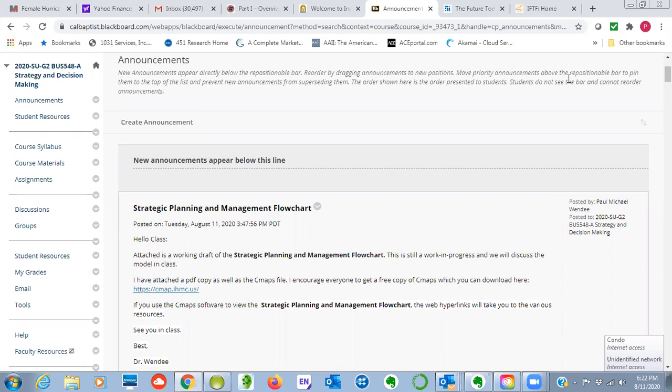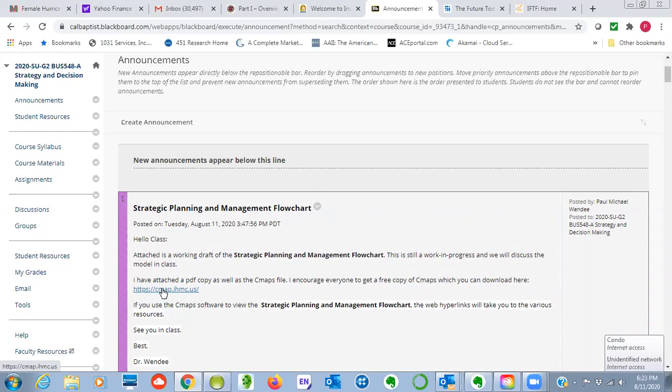What we're going to be talking about now is the strategic planning and management flowchart, which I did for a strategic management class at California Baptist University in the summer of 2020. First of all, I just want to show you how to download this software. This concept map software is wonderful.